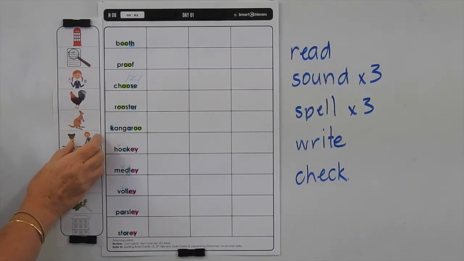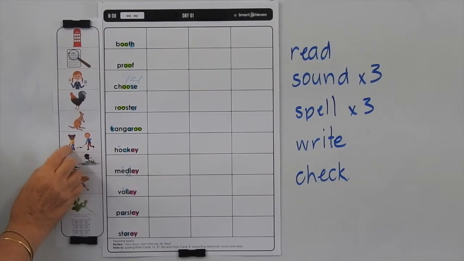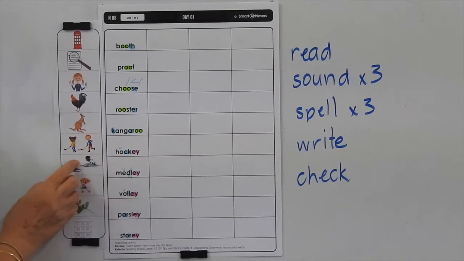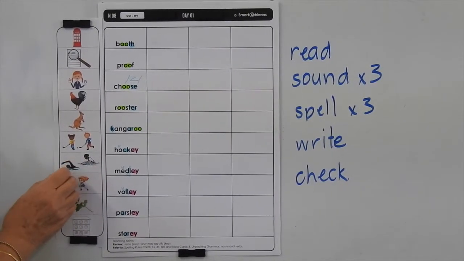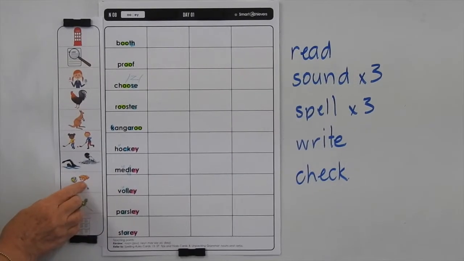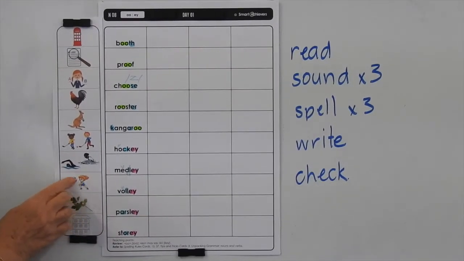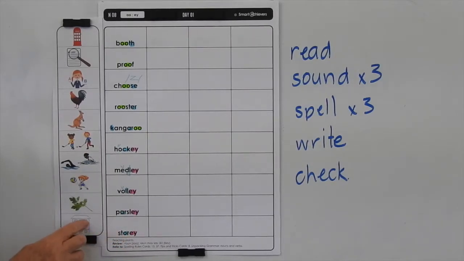It's a mammal. Marsupial. A hockey is a game that you play with a stick and a ball. Medley is a variety of things, so if you do a medley relay or race in swimming, you do one of each stroke. A volley is where you hit the ball before it bounces. Parsley is a type of herb that we add to our food when we're cooking. And a story, this story with the EY, is a level in a building.